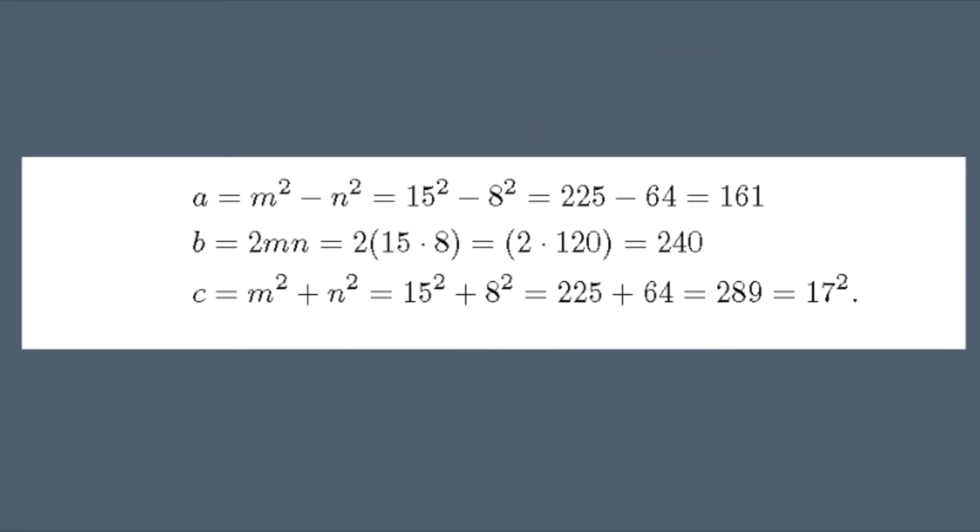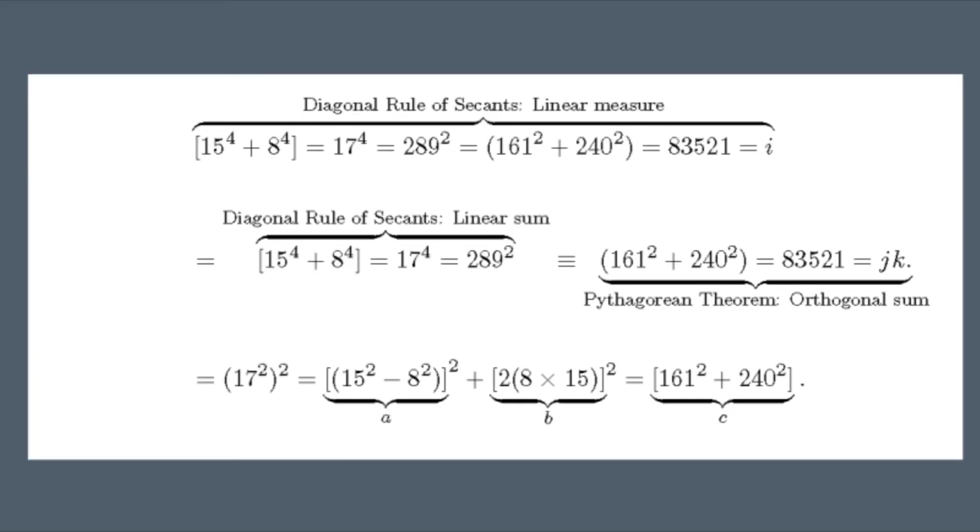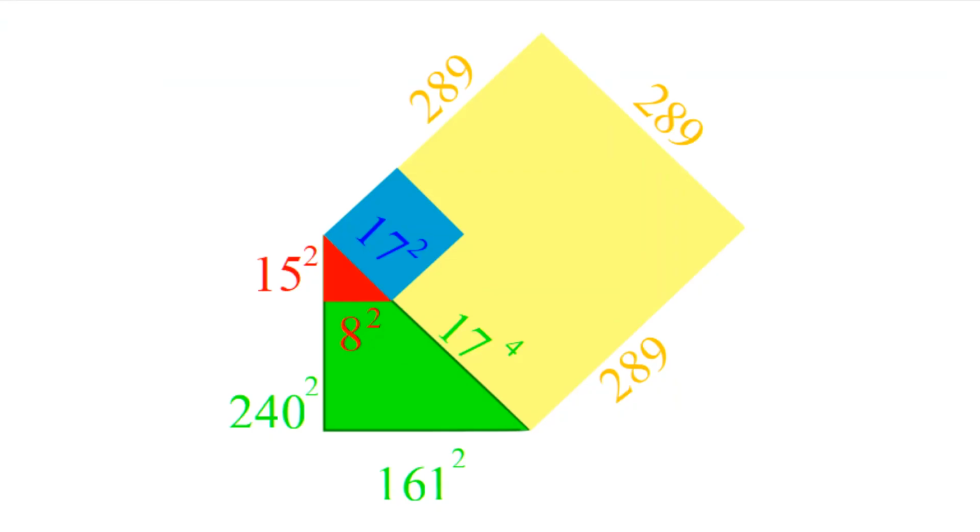In this form, we generate the sum of two linear measures that sum to the length of the hypotenuse of a Pythagorean triple. Thus, given a squared plus b squared equals c squared, then 161 squared plus 240 squared equals 17 squared equals the linear measure of a Pythagorean triple hypotenuse.